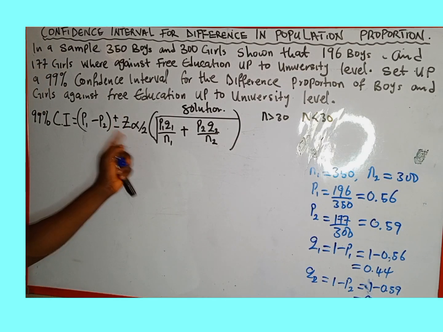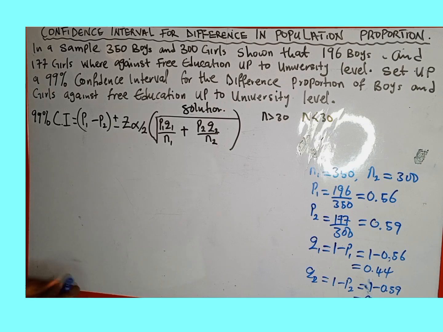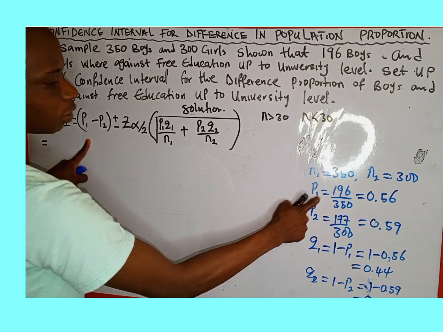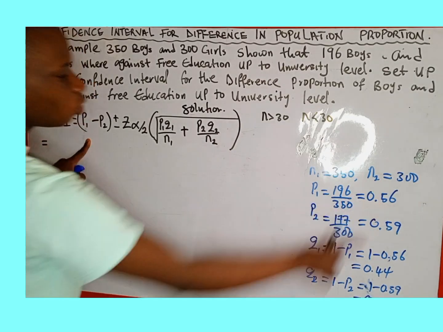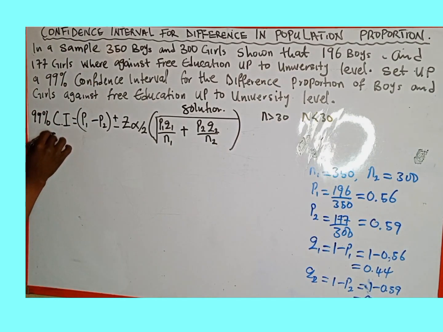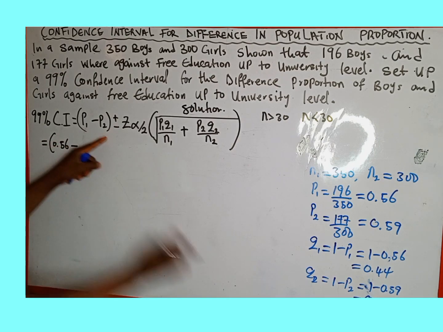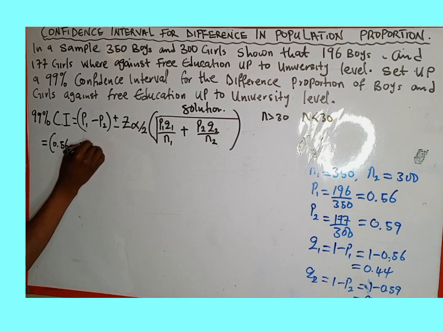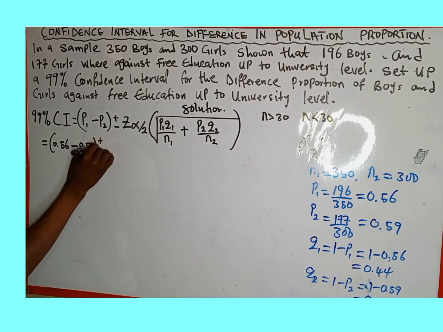Now the next thing is to read our Z from the table. So now we can substitute this into the formula. We're going to have a 99% confidence interval equal to P1 from our calculation, which is 0.56, minus P2, which is 0.59, close bracket, plus or minus.